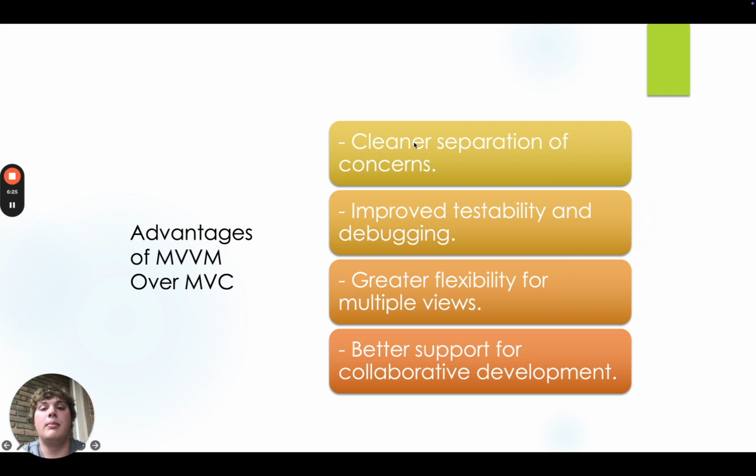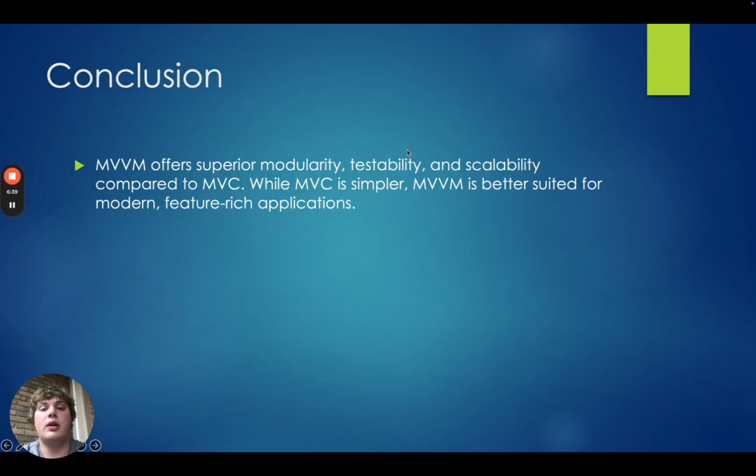Collaborative development. By decoupling the view model and the model, multiple developers can work on different parts of the application simultaneously without stepping on each other's toes. So, when to choose MVC or MVVM? Use MVC if you're building a smaller application or working in a legacy code base where simplicity and speed of implementation are the priorities. Use MVVM for modern, larger applications that require scalability, maintainability, and robust unit testing. By understanding these patterns, you can select the one that best fits your project's needs and ensure a smoother development process.